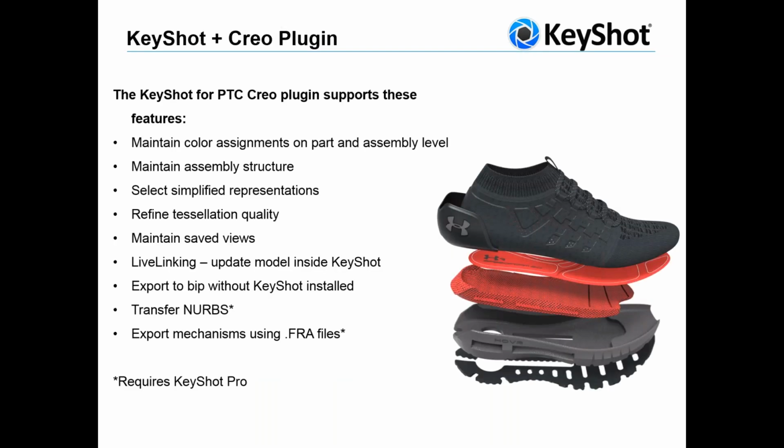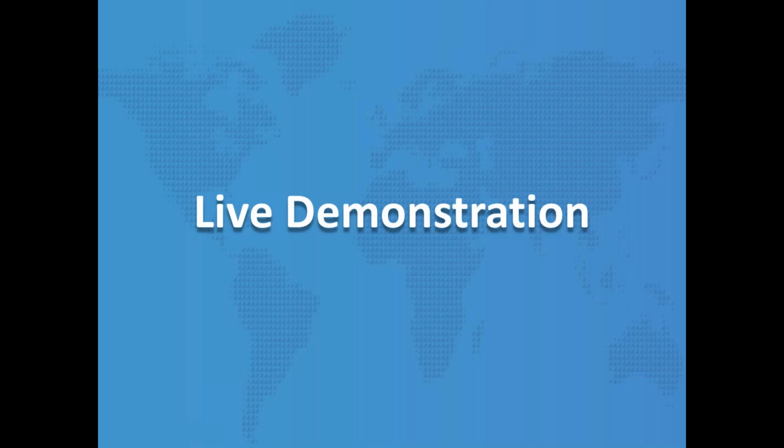And for Creo, there is a KeyShot plugin specifically designed for Creo, which allows us to maintain the color assignments from our assemblies, maintain the product structure, and any simplified representations that we create in Creo. It allows us to refine the tessellation quality, and supports any saved views, live linking, exports, transfer of NURBS, and even using export animations .fra files. Okay, of course, a few of these things require KeyShot Pro. So with that, let's go ahead and jump into our live demonstration.